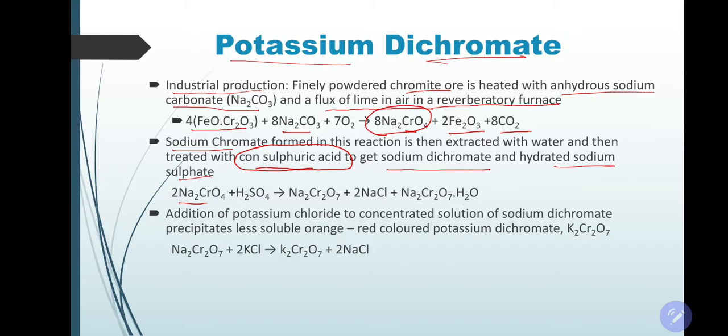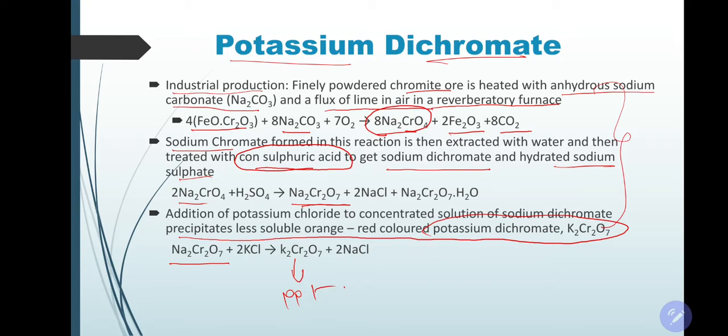Now the third process. The sodium dichromate obtained over here, potassium chloride, that is KCl, is added to the concentrated sodium dichromate. It will basically precipitate the less soluble orange red color potassium dichromate. So you will get the PPT of potassium dichromate. Clear? This is the 3-step process to obtain potassium dichromate.